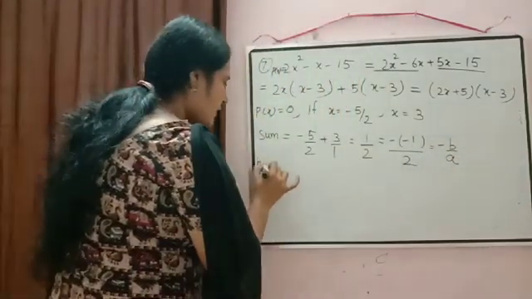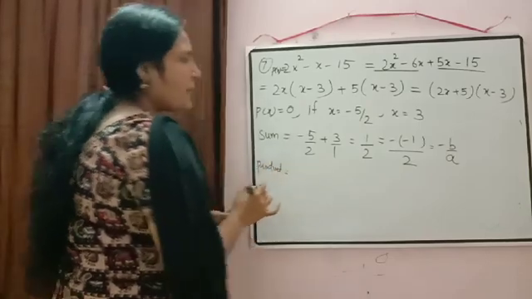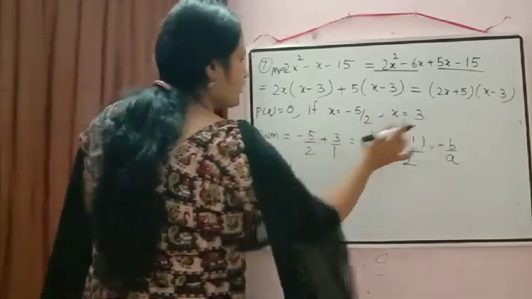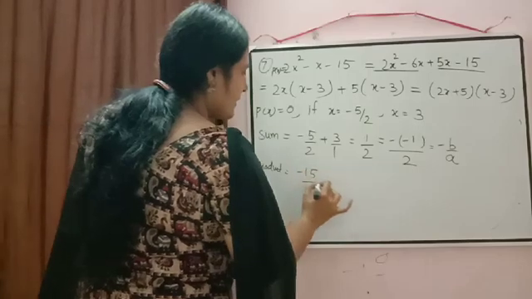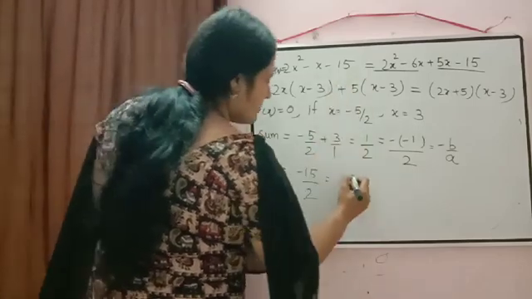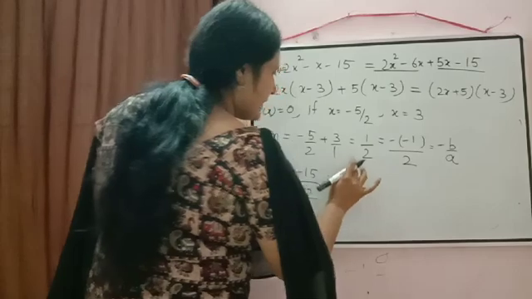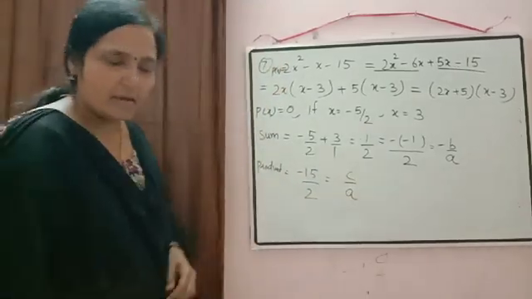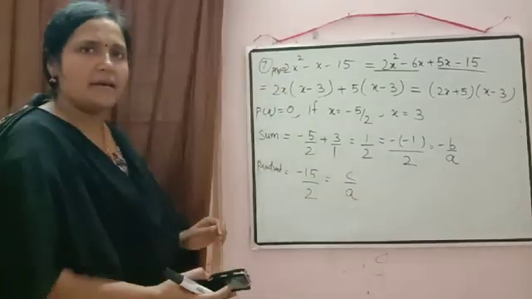Now product of the zeros. Multiply, what will come? Minus 5 by 2 into 3, minus 15 by 2. And minus 15 is the value of c. So we will get there c by a. Okay, so I hope all these questions are clear to you.